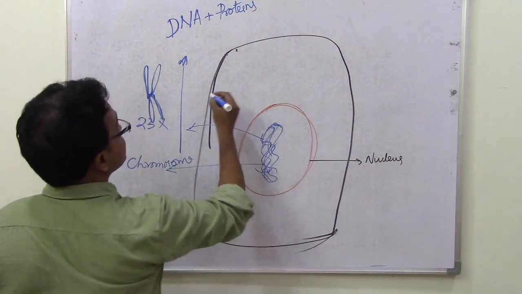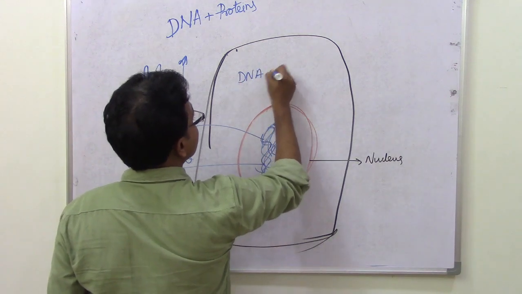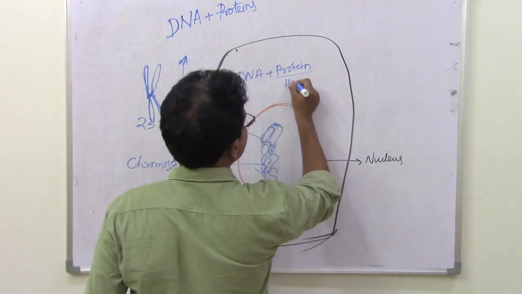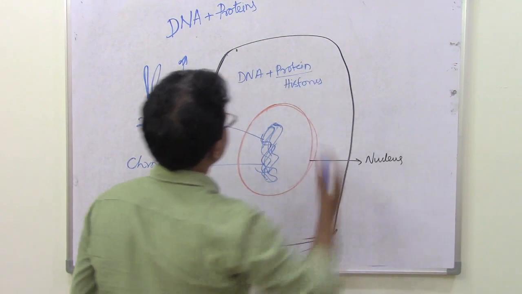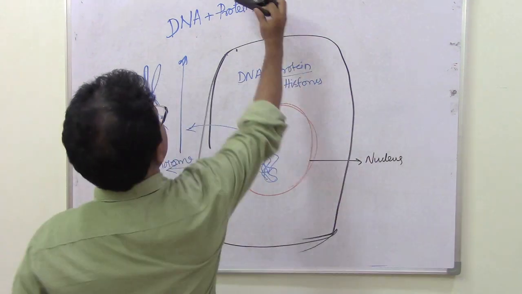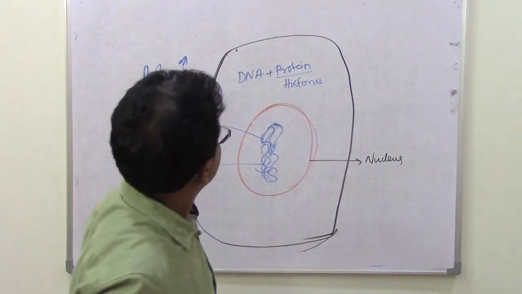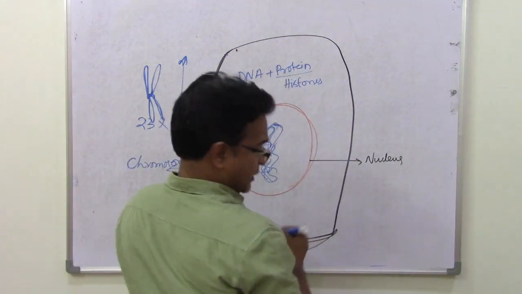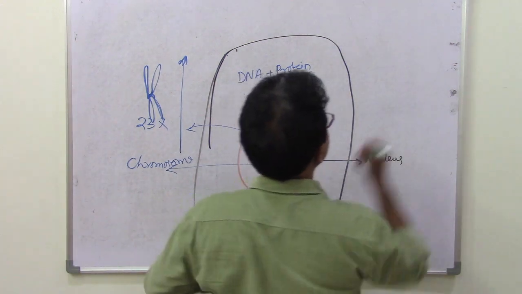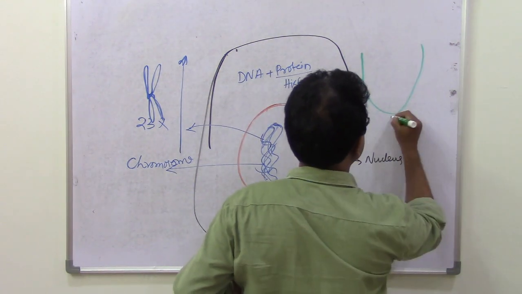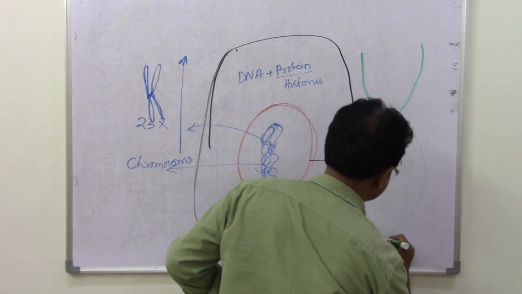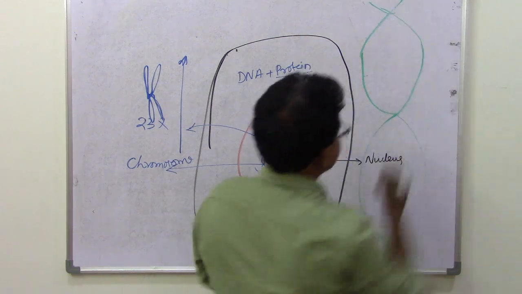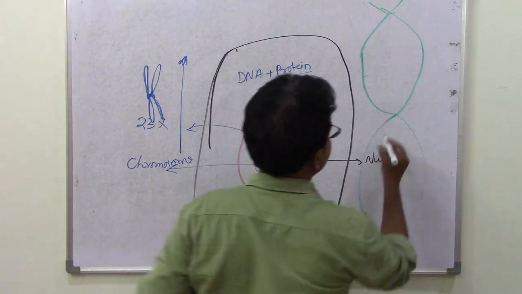DNA plus protein. These proteins are called histones. Now, the structure of DNA is like that of a double helix.